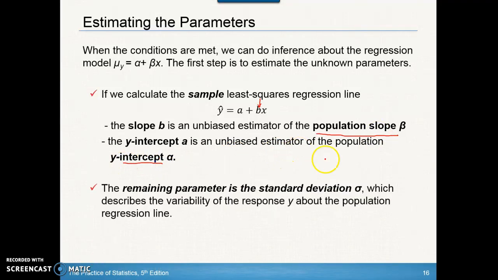The remaining parameter is the standard deviation. Remember, the standard deviation describes the variability of the response y about the population regression. I know that sounds confusing, but it's literally just saying, if I have my line, what is the variability, what is the average that I'm going to be off by when I predict my population?